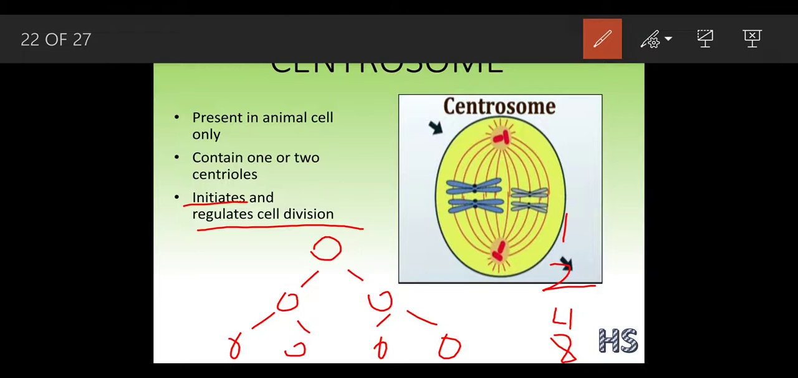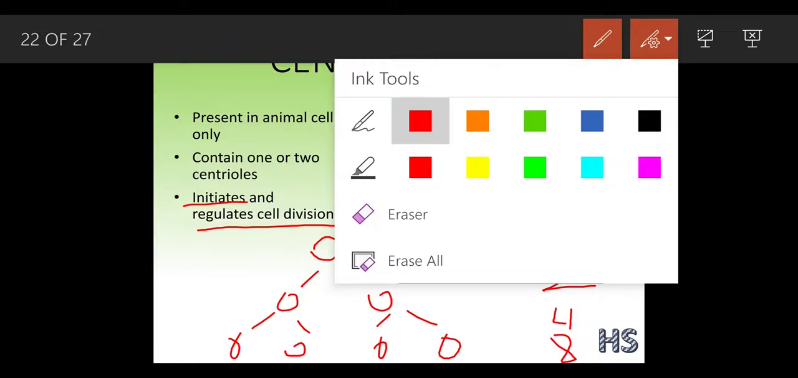When this cell division happens, we can see the increase in size also. When you were a baby, and then in the teenage years, we can see a certain increase in your body features. So this was all due to the centrosome only.